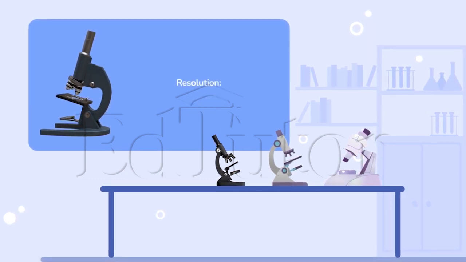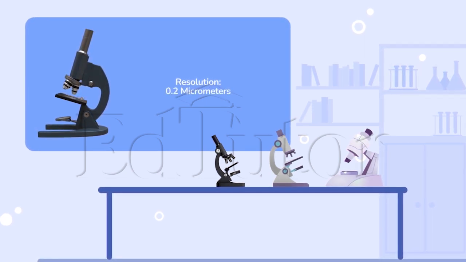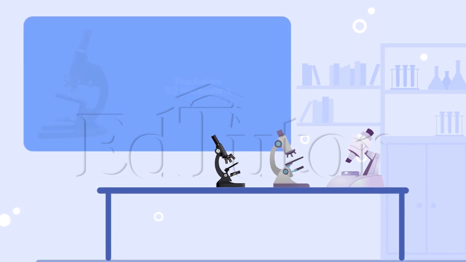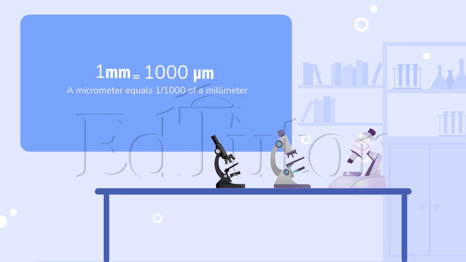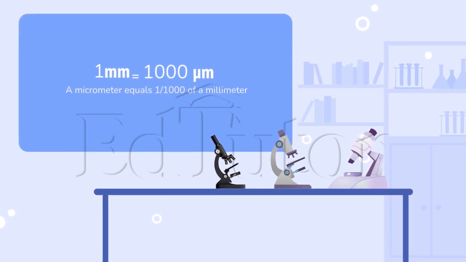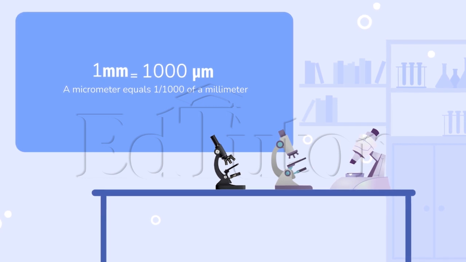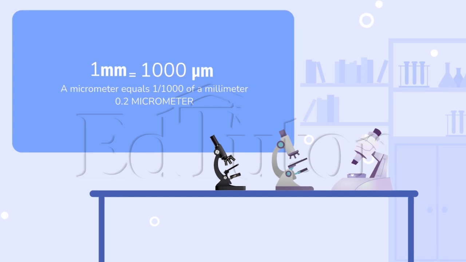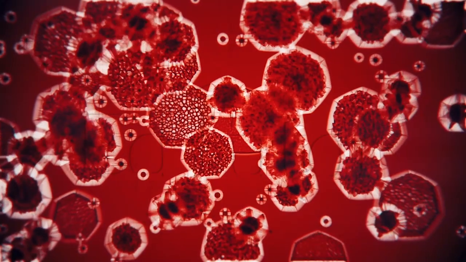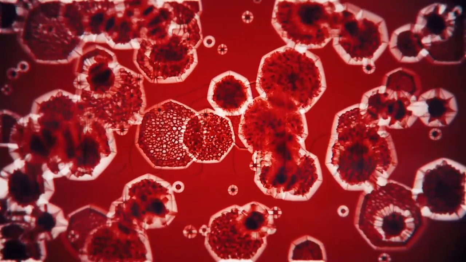When looking at the resolving power of a light microscope, it is 0.2 micrometers, and 1 micrometer is 1,000th of a millimeter. This simply means that a light microscope cannot distinguish objects that are smaller than 0.2 micrometers. And amazingly enough, this is about the size of the smallest bacteria.